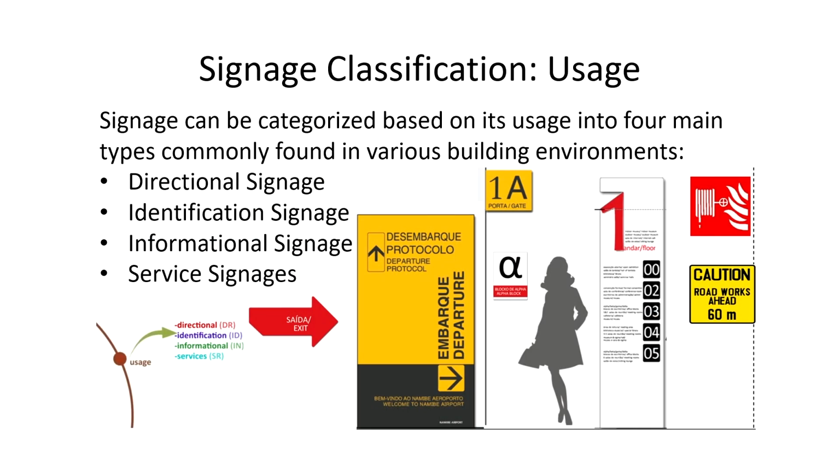Now, let's go to the second way of signage classification, that is based on the usage. Signage can be categorized based on its usage. Four types are commonly found in various building environments: directional signages, identificational signages, informational signages and service signages.